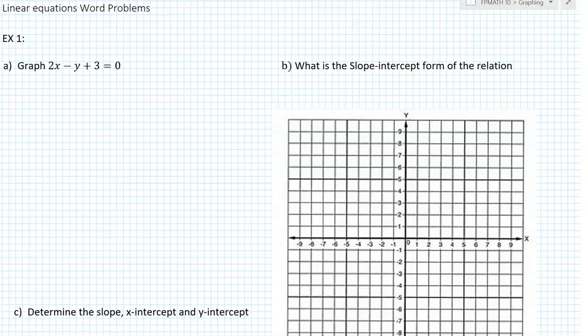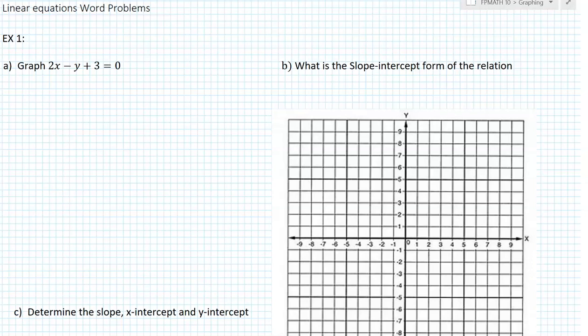Hello again. All right, so this section is dedicated to word problems involving linear equations and linear relations. And we're just going to go through a few examples. First one, let's do a quick review. We want to graph 2x minus y plus 3 equal to 0. Based on that, we have to come up with all the components and then be able to graph it properly. So let's go ahead and do that.